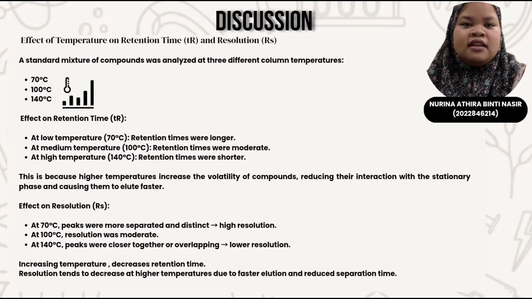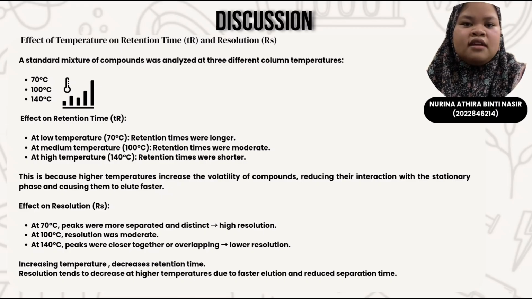Next, we examine how temperature affects two important gas chromatography parameters, which are retention time and resolution. We use a standard mixture containing multiple components and analyze it at three different temperatures, which are 70 degrees Celsius, 100 degrees, and 140 degrees Celsius. We observe that as the temperature increased, the retention time decreased. At 70 degrees Celsius, the peaks took longer to elute. At 100 degrees, the peaks came out faster, and at 140 degrees, they eluted the fastest.